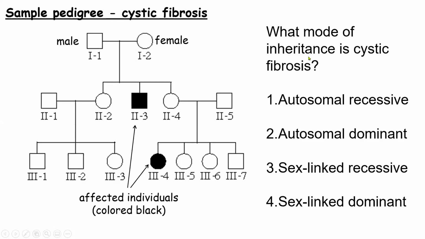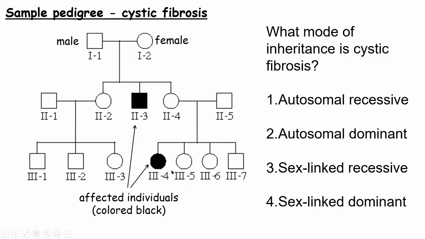So what mode of inheritance is cystic fibrosis? I taught that one to you. You should just have it memorized, but also we can just look for clues. Not a lot of people have it in the pedigree, so it's more likely to be recessive. Male and female both have it equally, so more likely to be autosomal rather than sex-linked. So it's probably autosomal recessive.